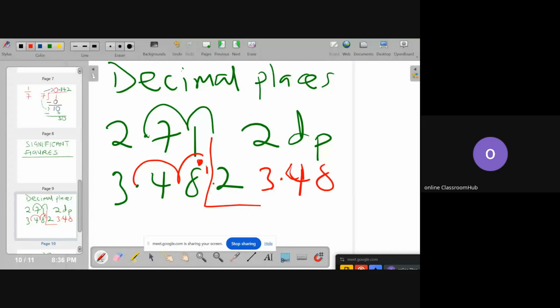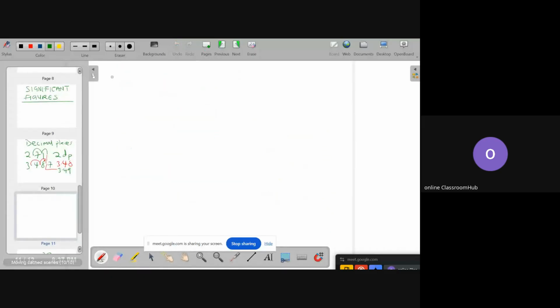Assuming the 2 was, let's say, 7. 2 decimal places will fall on the 8. But because the 7 is more than 5, we will convert it as 1 and add to the 8. So our answer will be 3.49. Good. Another thing you should take note.